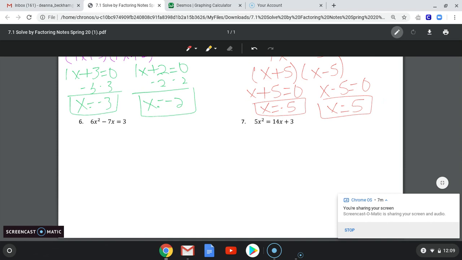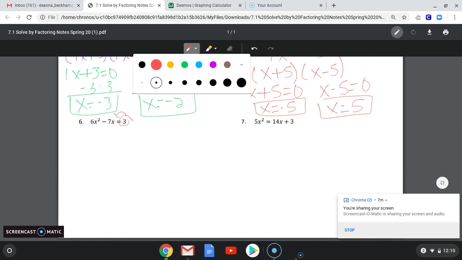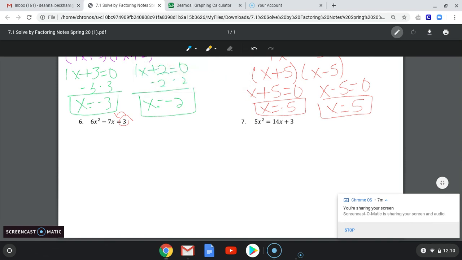My 3 numbers, my 3 terms, are not on the same side. And for me to do this, they all have to be on the same side together. So that 3 needs to move. Now, when I move it, I just can't leave it 3. When I move it, I'm going to have to actually turn it negative. So this is really 6x squared minus 7x minus 3 equals 0.